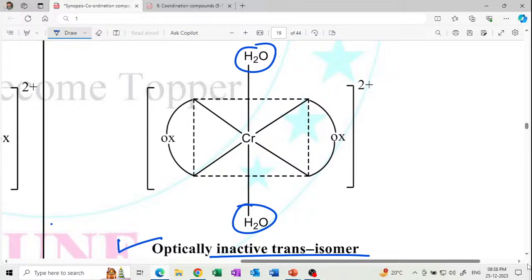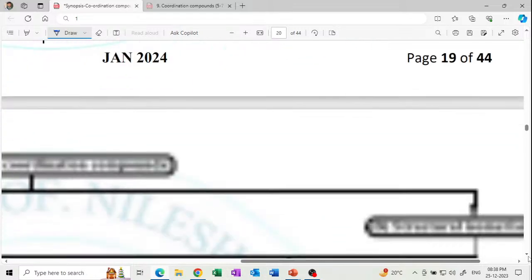Optically inactive because of the plane of symmetry. Get it? Axis of symmetry.